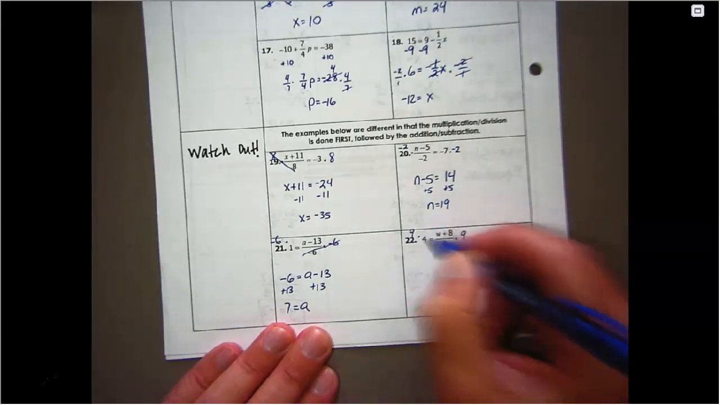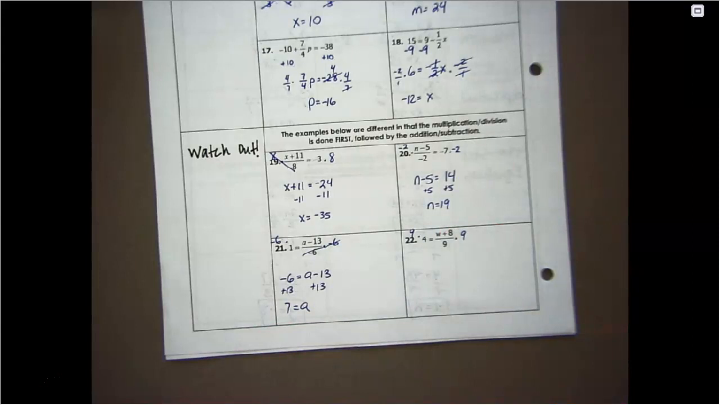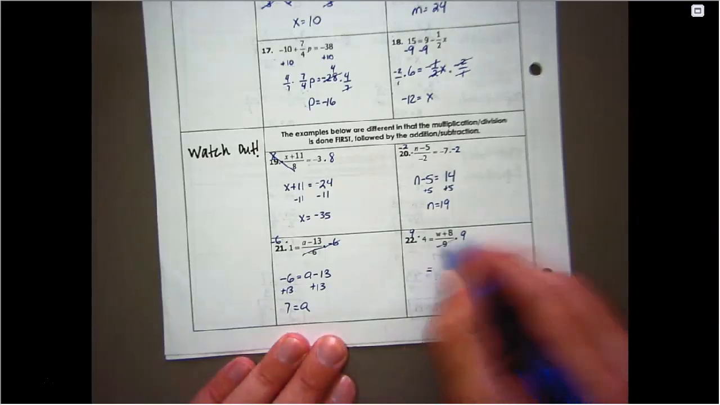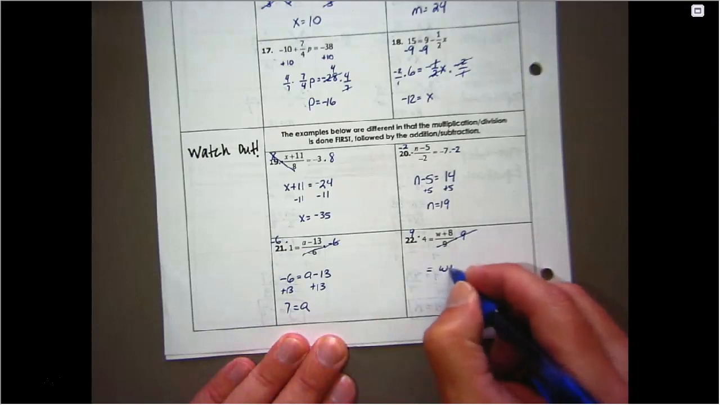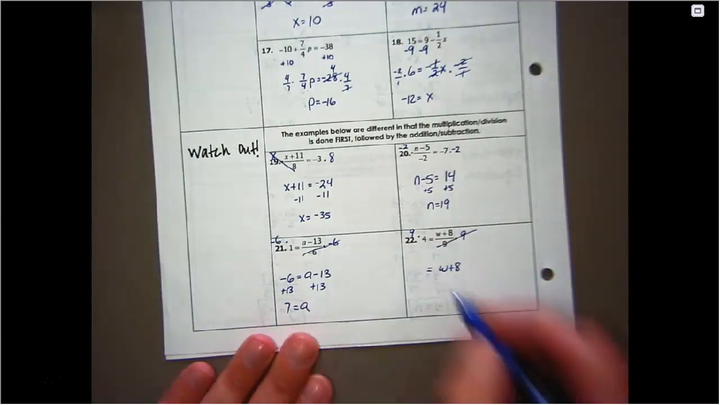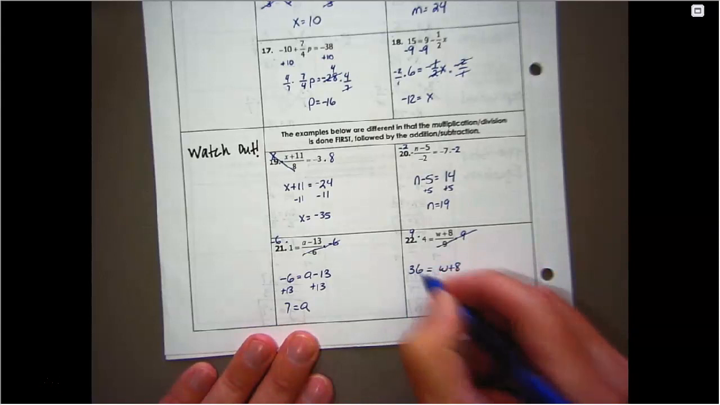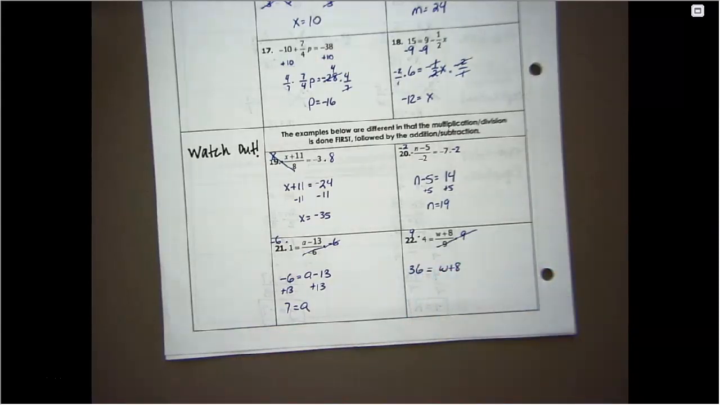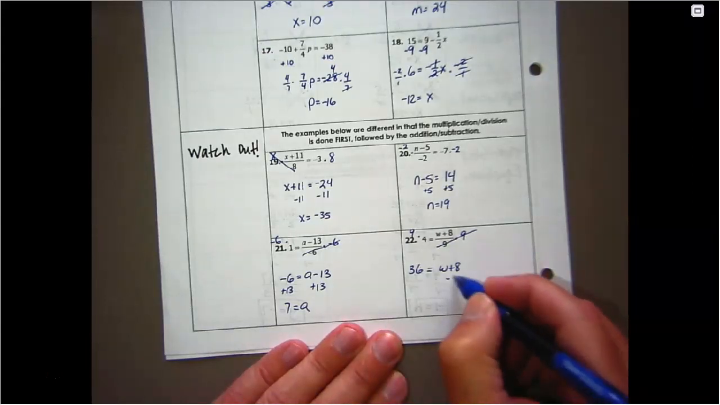And our last notes problem here, we're going to multiply by 9. The 9's cancel. We have w plus 8 equals 36 when we take 9 times 4. We're going to subtract the 8 over.